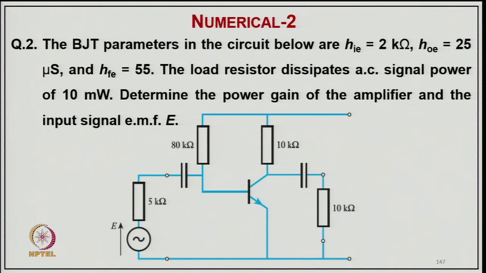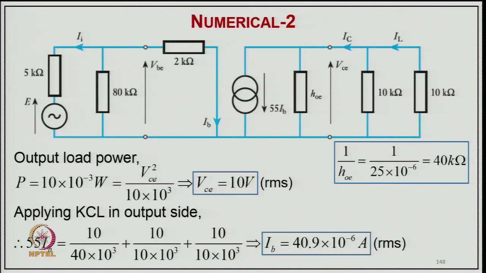So, coming to the second example, the BJT parameters in the circuit are shown, again a common emitter amplifier circuit: HI 2 kilo ohm, HOE 25 microsiemens and HFE 55. The load resistance dissipates an AC signal power of 10 milliwatt, and determine the power gain of the amplifier and the signal induced EMF. So this is the equivalent circuit with the load resistance here as well as the input bias resistance. So 1 upon HOE comes to 40 kilo ohm, and the output power is given as 10 milliwatt, and from this you can find the VC across the load, that comes to 10 volt.